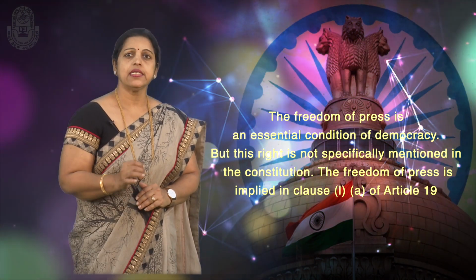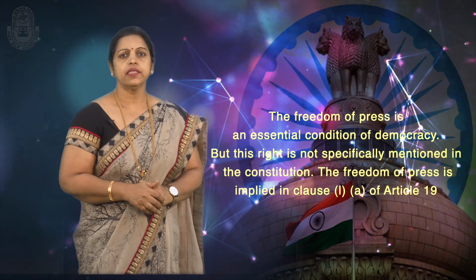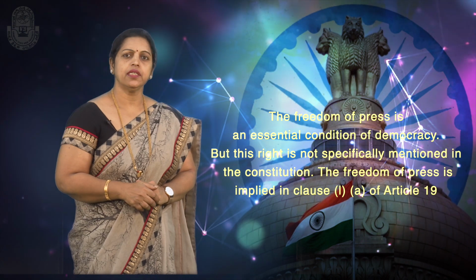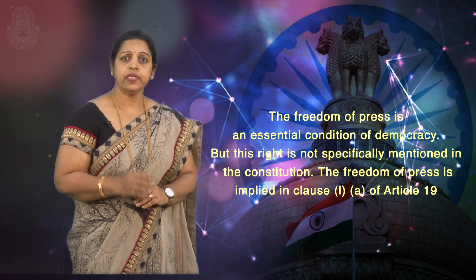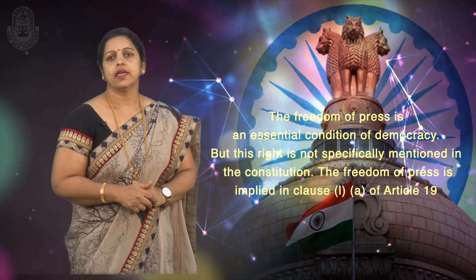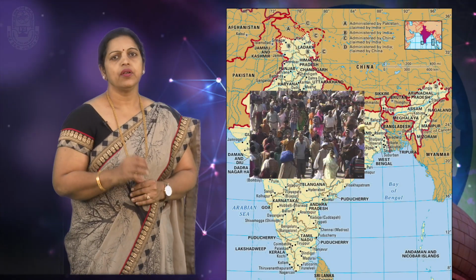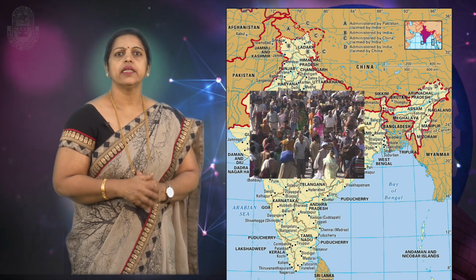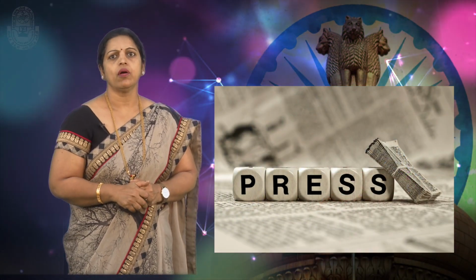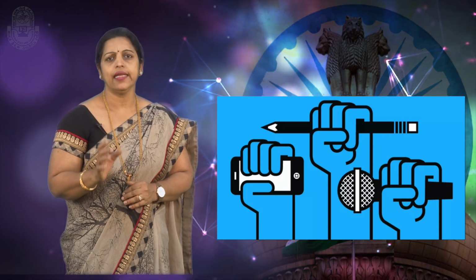The freedom of press is an essential condition of democracy, but this right is not specifically mentioned in the Constitution. The freedom of press is implied in clause 1(a) of Article 19. Freedom of speech applies only to citizens. Non-citizens cannot claim rights under Article 19, since the freedom of press is only an incident of freedom of speech and expression. Therefore, a foreigner running a newspaper cannot claim the freedom of press as a fundamental right. However, he may claim it as an ordinary legal right.